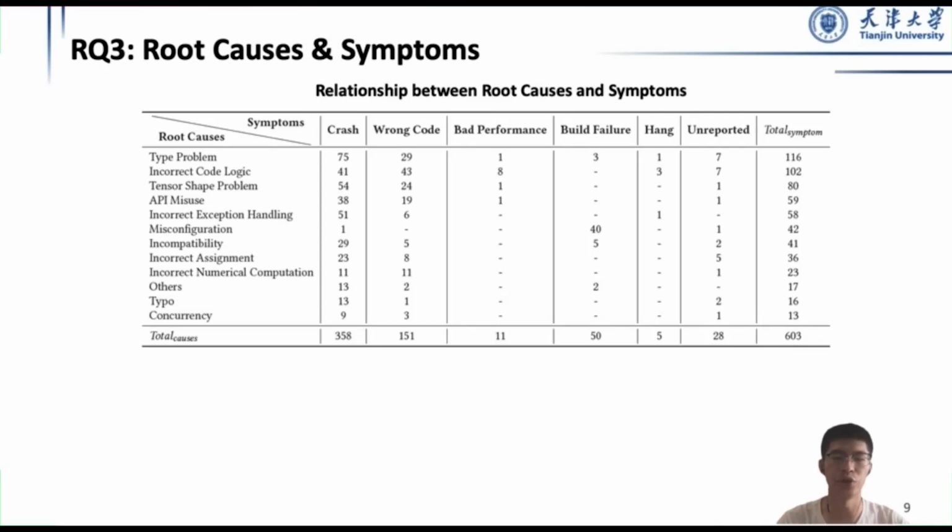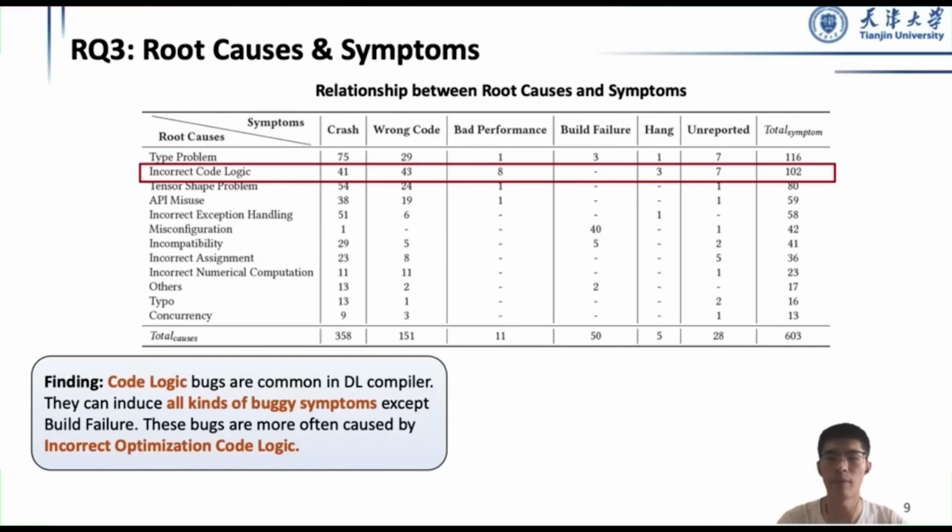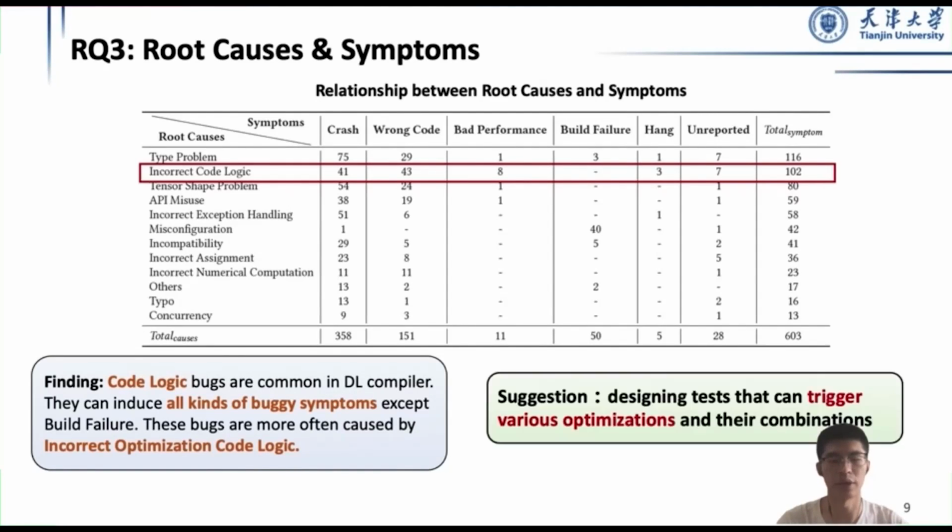This table shows the number of DL compiler bugs caused by each root cause, with its symptoms. From the table, we can find that code logic bugs are common in DL compilers. They can induce all kinds of bug symptoms except build failure. Among the incorrect code logic bugs, more bugs are caused by incorrect optimization code logic than incorrect non-optimization code logic. Therefore, designing tests that can trigger various optimizations and their combinations is a promising research direction.